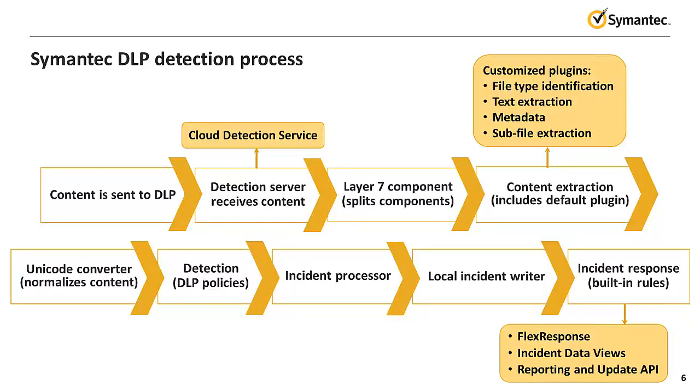Extracted content is normalized and passed to the detection component for policy evaluation. If there is a match, an incident is created and saved to disk. If no match is detected, the message is discarded. A separate process sends incidents to the enforce server. As shown in the shaded boxes in this figure, Symantec DLP provides a comprehensive set of APIs to enhance and customize the detection and incident response processes.